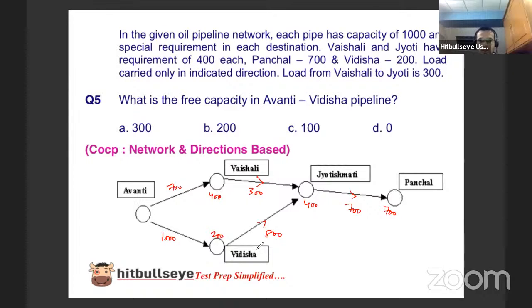Yes. So what is the free capacity in Avanti Vidisha pipeline? What is free capacity? Total capacity minus the capacity which is utilized. That is our free capacity, total minus capacity used. So for Avanti to Vidisha, we have maximum capacity of 1000, and we are sending 100%, 1000 liters. Free capacity is 0. So fourth option absolutely is the right answer.